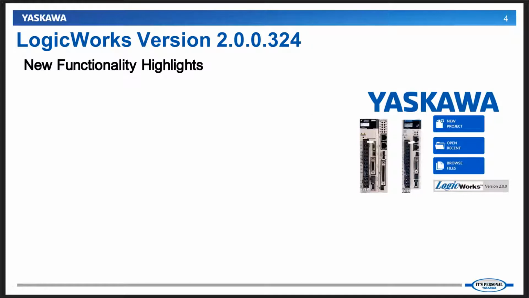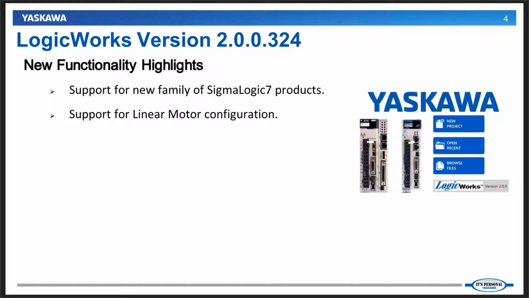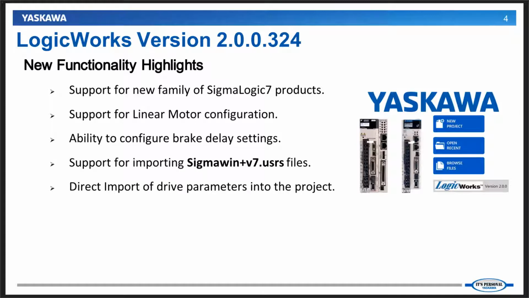To start off, I will walk through the new functionalities in Logicworks version 2.0. Here's a quick highlight of all the new features. The new Logicworks version will now support the whole new family of SigmaLogic 7 products along with linear motor configuration. You can configure brake delay settings directly from Logicworks. Support for SigmaWin Plus version 7 is now supported. And direct import of drive parameters is also supported. In this case, you don't need a SigmaWin Plus file at all.